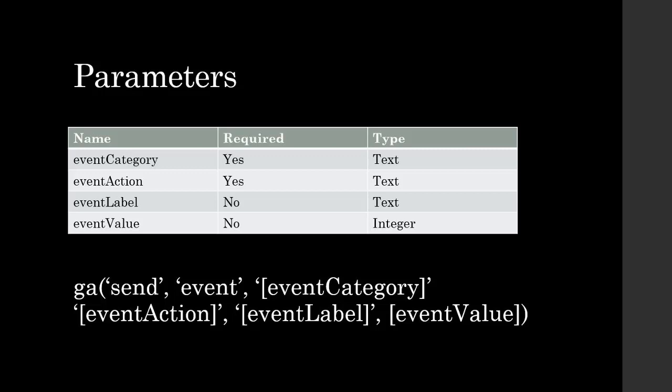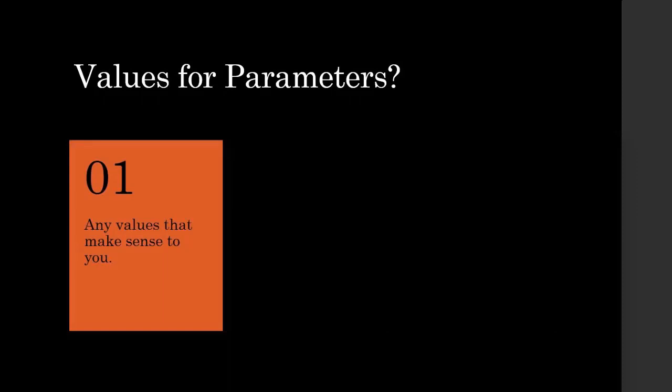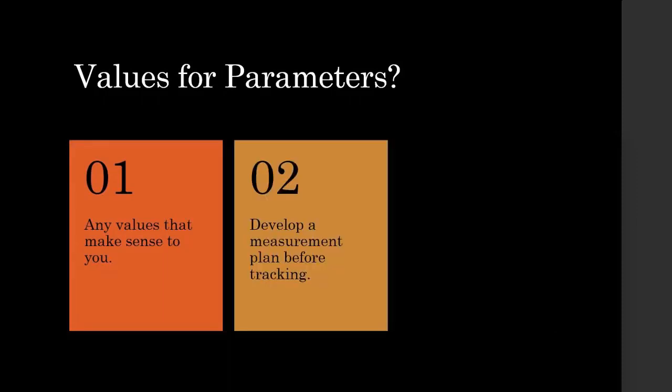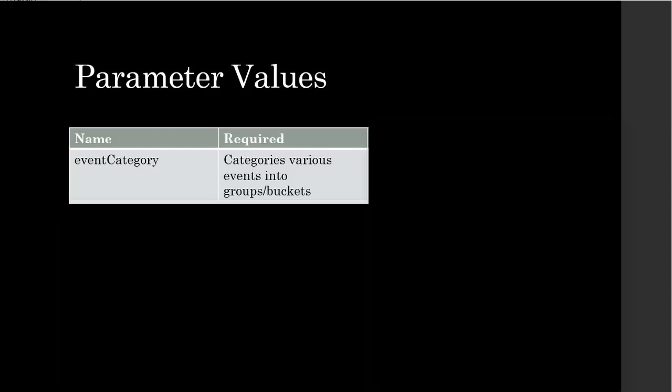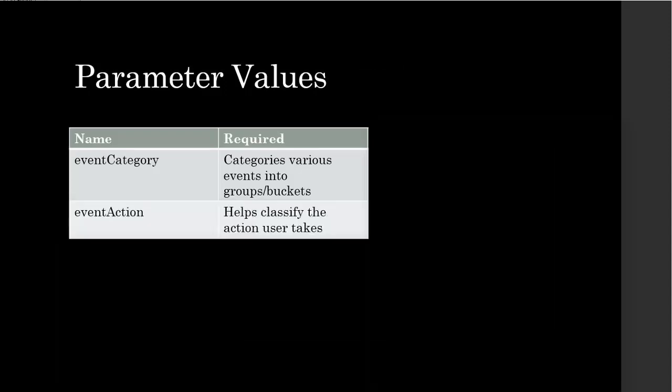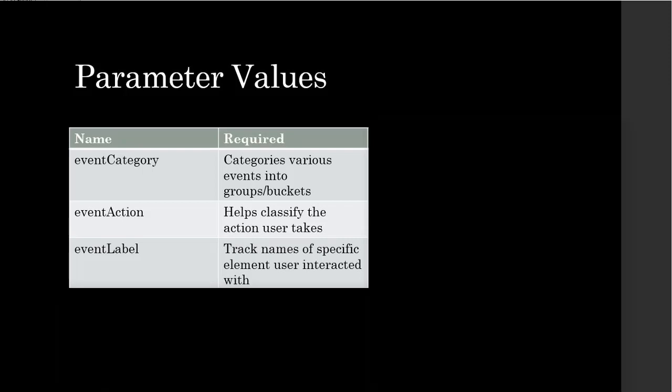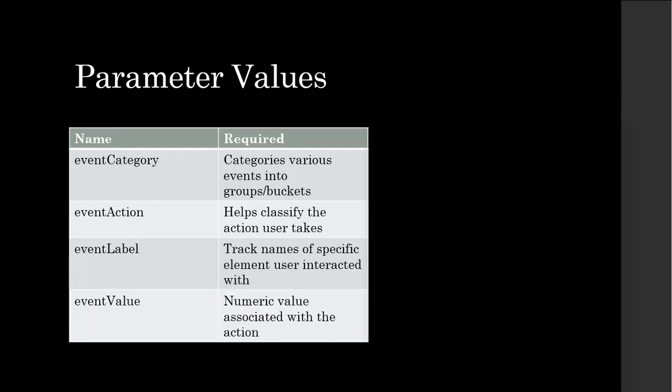As I mentioned before, in these parameters, you can pass in any values that you desire. However, in your measurement plan, you should clearly outline what events you are going to track on the site and what values you will pass for each of these parameters. Event category value allows you to categorize all these events into buckets. Action is an action that user takes within that category. Event labels can help you identify specific element that user took action on. An event value is a numeric value that you want to assign to that event.